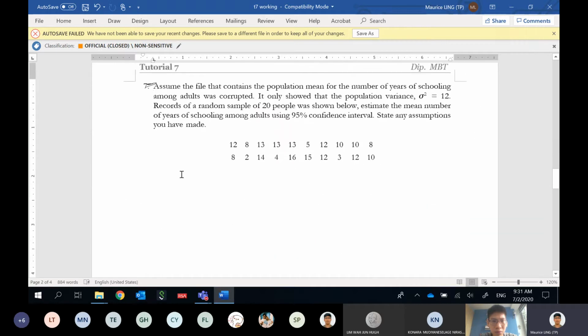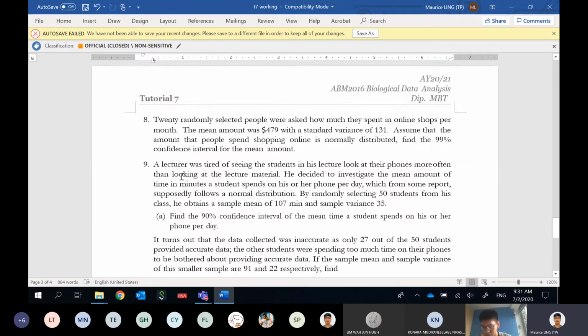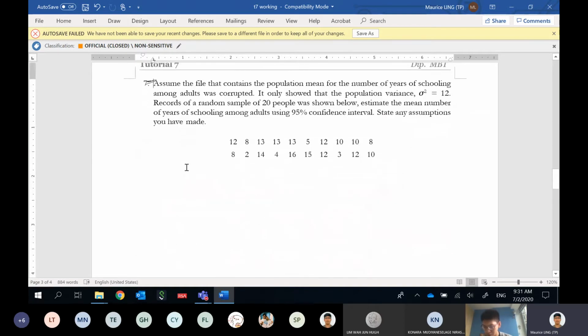Now, question number 7. Assume the file containing the population mean of the number of years of schooling is corrupted. You only have the population variance. Take note of this variance and the sample. Construct the 95% confidence interval.